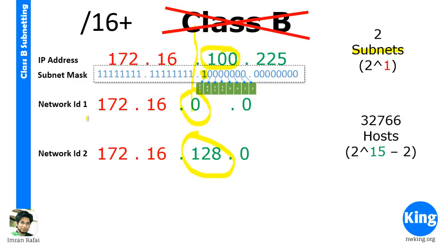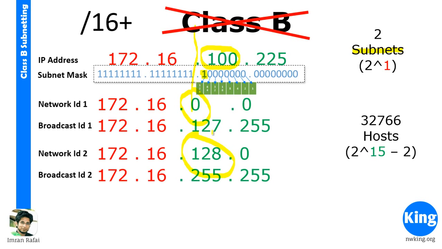How do we get the broadcast ID? Broadcast ID is 1 minus the next network ID. So 1 minus 128.0 is 127.255. Remember the digital clock. 1400 hours minus 1 second is 13:59:59. So 128.0 minus 1 is 127.255, where 255 is the largest number, right?